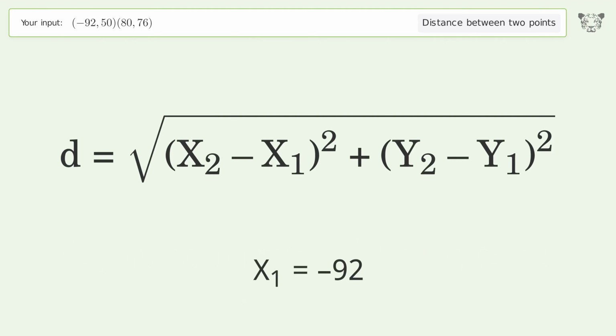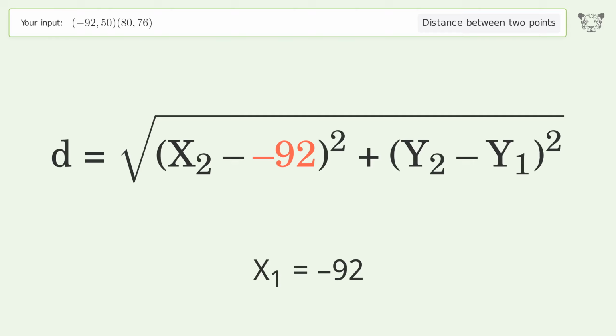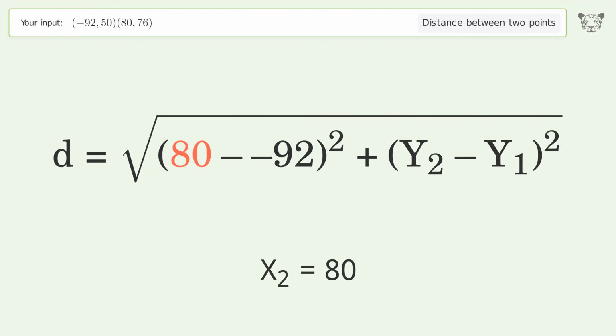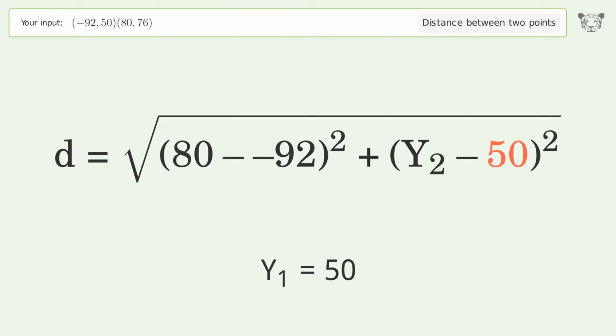x1 equals -92. x2 equals 80. y1 equals 50. y2 equals 76.